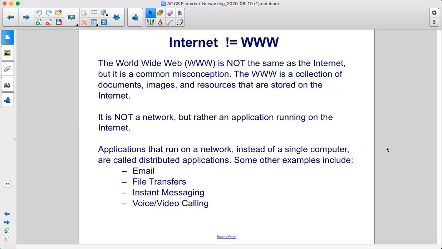Applications that run on a network instead of a single computer are called distributed applications. Some other examples include email, file transfers, instant messaging, and voice and video calling.